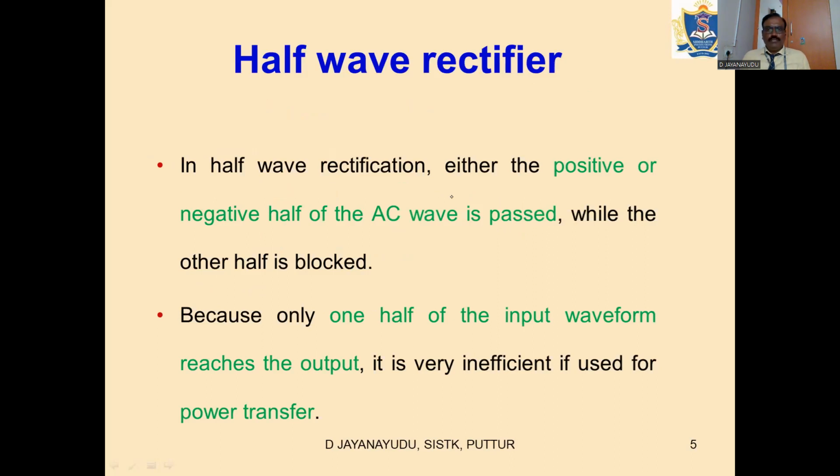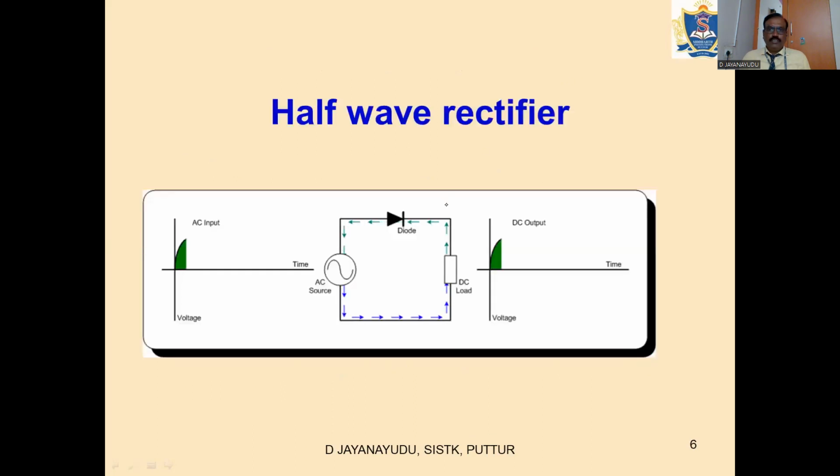In a half-wave rectifier, either the positive or negative half of the AC is passed through the circuit to the load. Here we use a diode, which has unidirectional conduction. It allows only one half of the waveform, and the other half of the waveform is blocked. Since we use a single diode, half of the waveform is removed from the output. That is how the half-wave rectifier filters out.